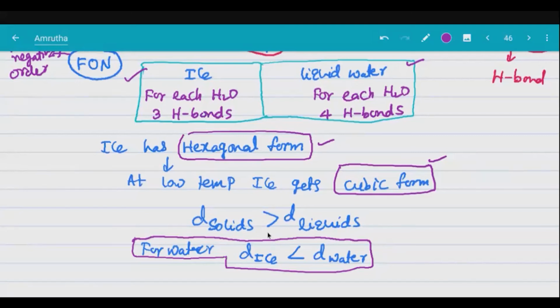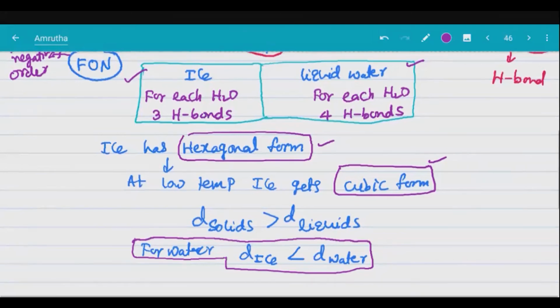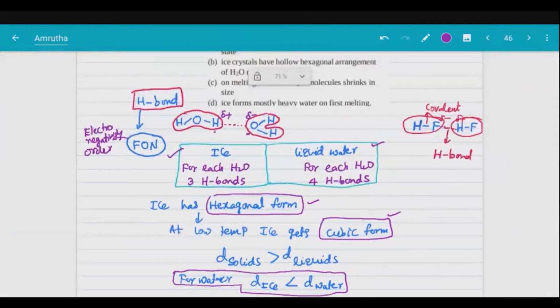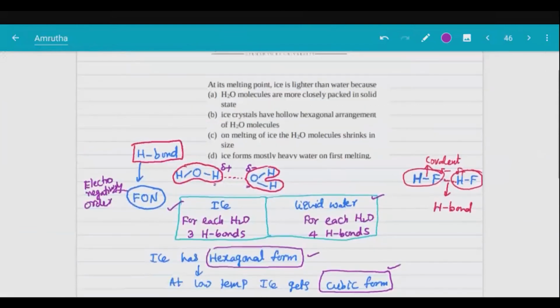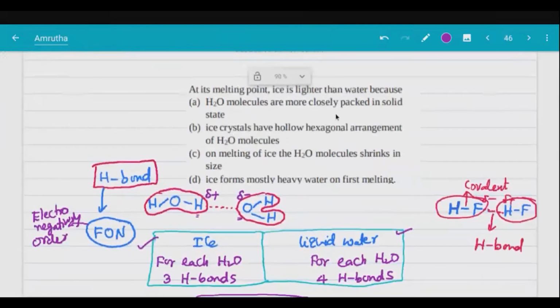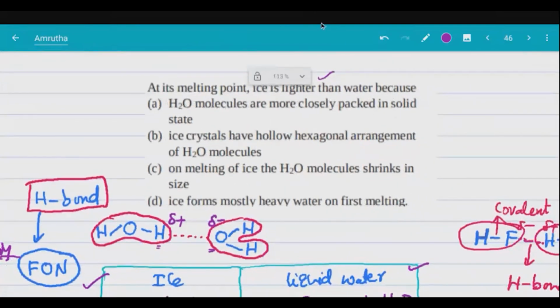Okay. So these are very, very important points about liquid water. Now get back to this question. What is happening here? Ice is lighter than water. Yes, no doubt, that is what we discussed. Because, first point, H2O molecules are more closely packed in solid state. Is that true? If they are more closely packed, density should be more. Yes or no? But density is less.